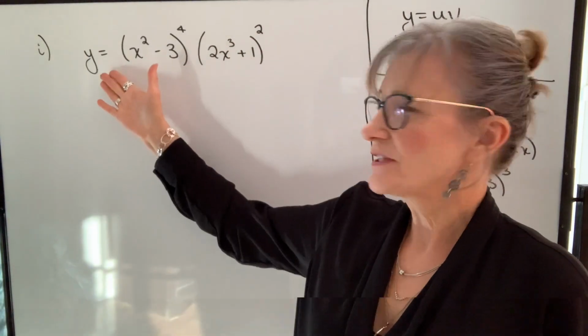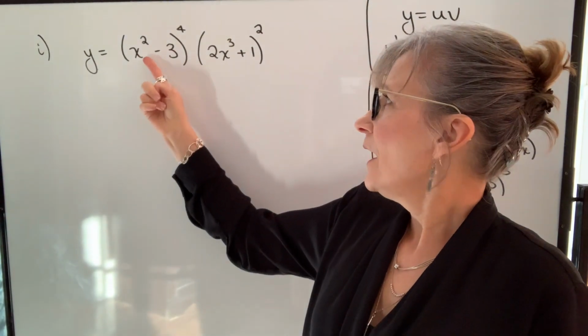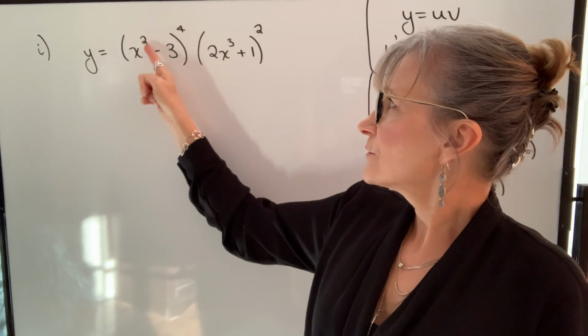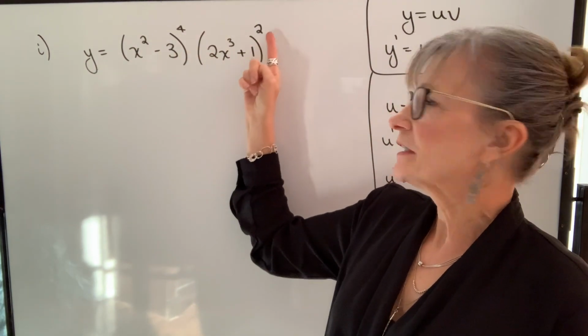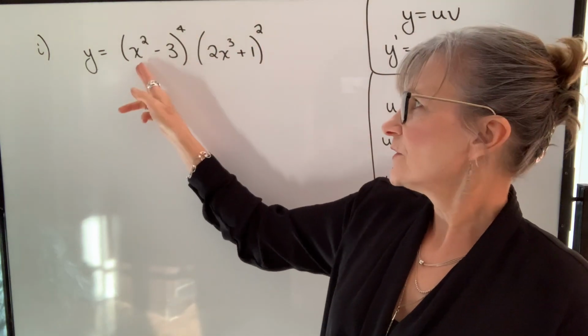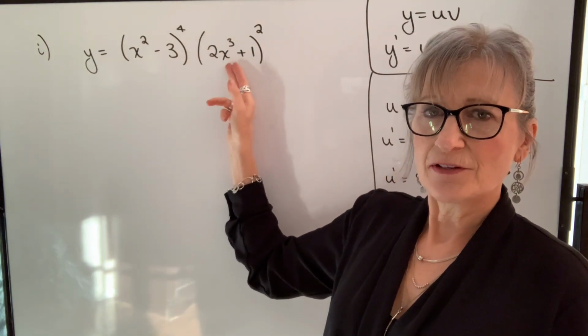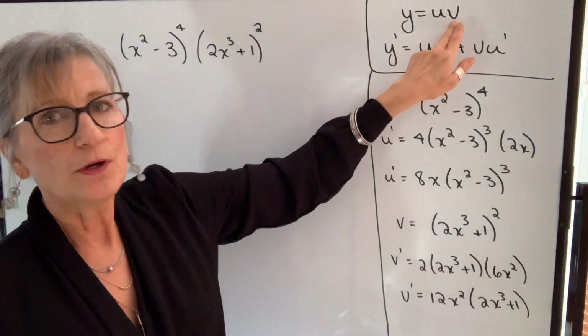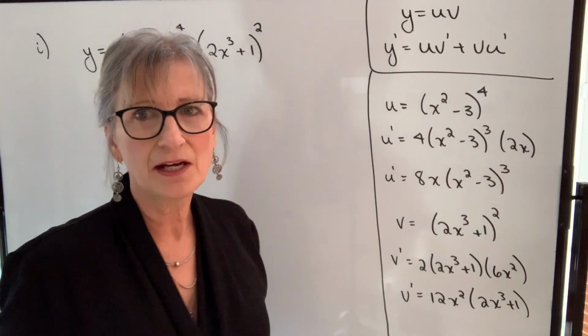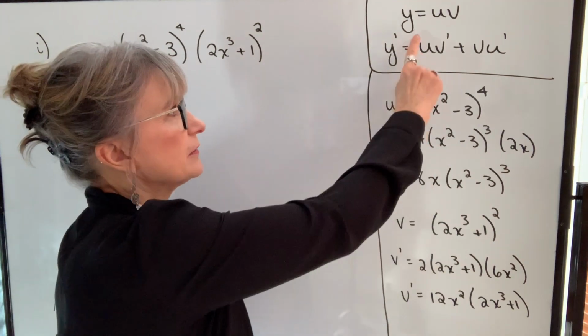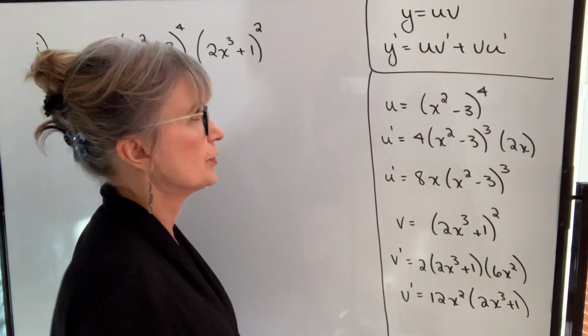So in my first example, we have a product of 2 powers, x squared minus 3 to the 4th power times 2x cubed plus 1 to the power of 2. So this is my u, this is my v. So I've outlined my product rule, and you can do these things at the side just to keep you on track, but we've got our product rule. We know how to differentiate a product.